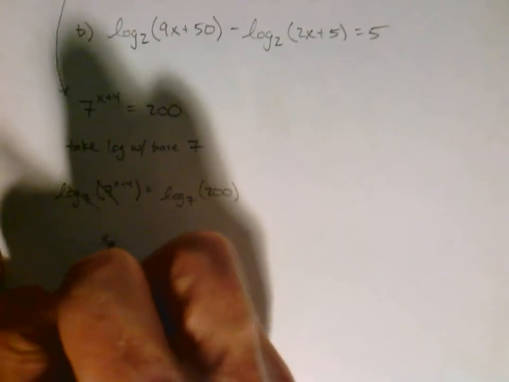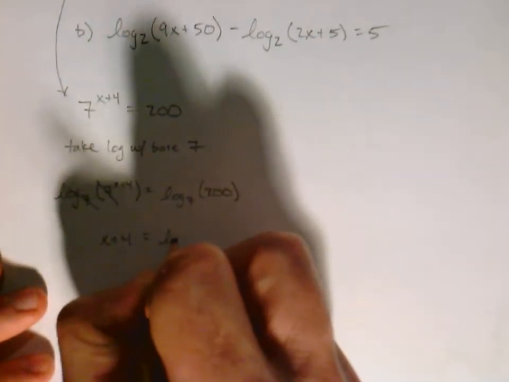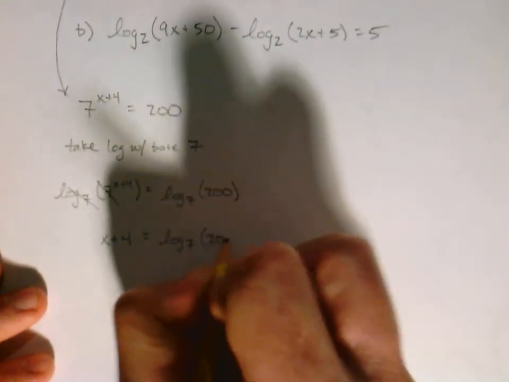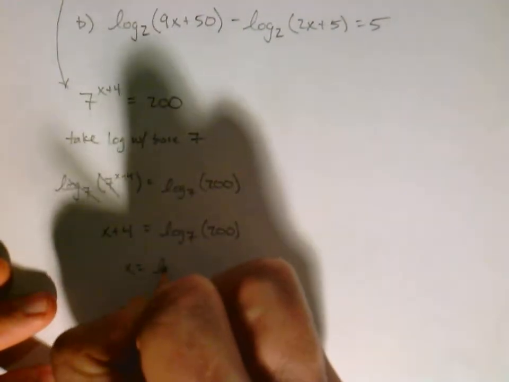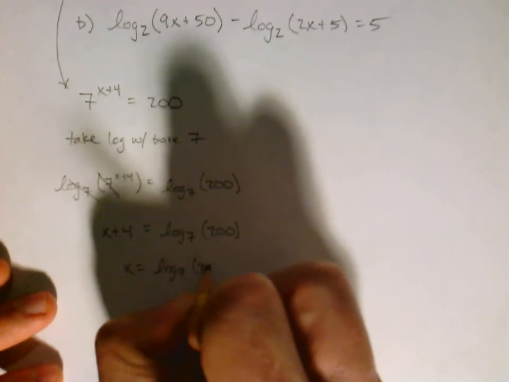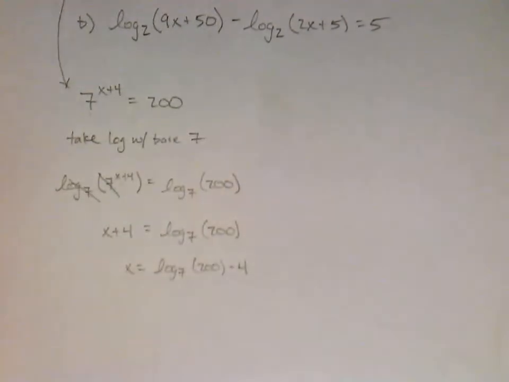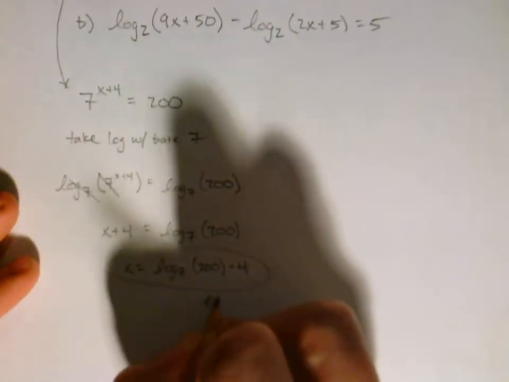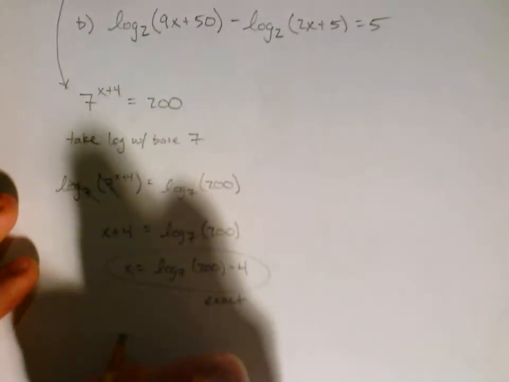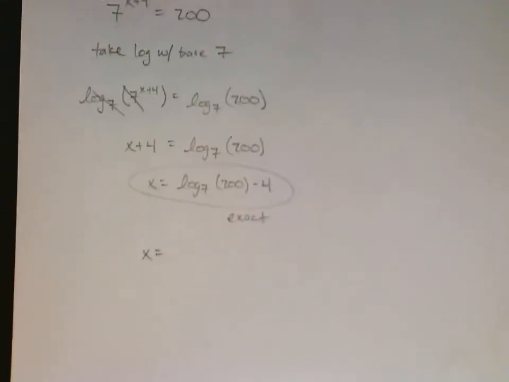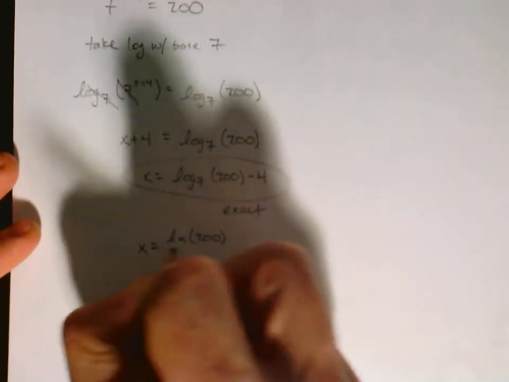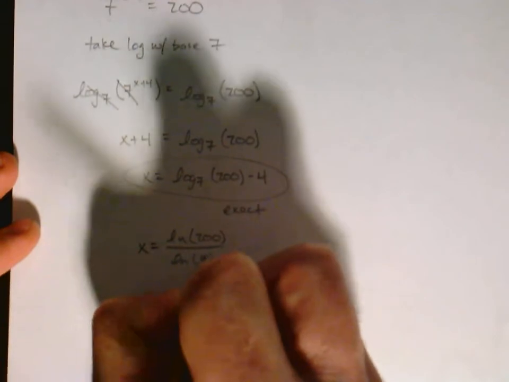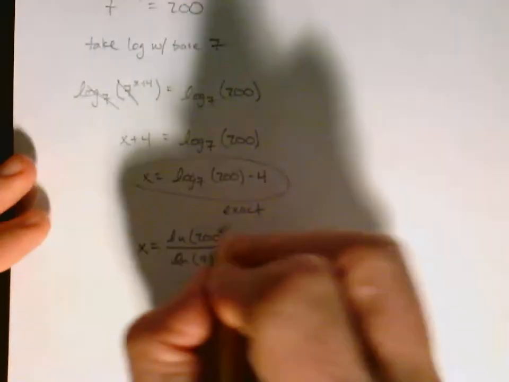Why am I doing that? Well, because those base 7s cancel out and I get x plus 4 equals the log of 200 base 7. And if I simply subtract the 4, I've got the exact answer. If I want the rounded answer, I'll use change of base formula, the natural log of 200 divided by the natural log of 7. Of course, you could use common log if you want.